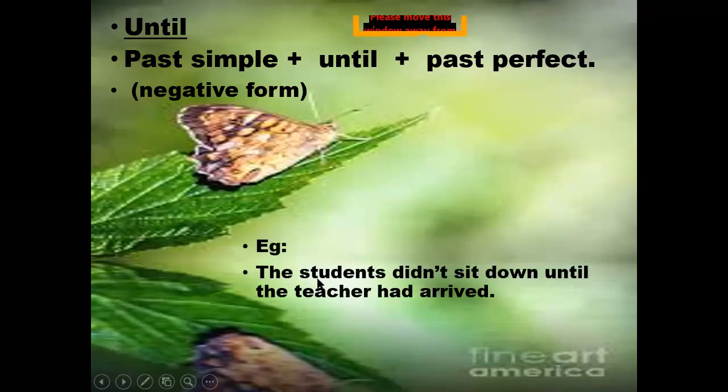Like this example, the same example. The students didn't sit down. We changed the students sat down into negative. The students didn't sit down until the teacher had arrived. It means that the second action hadn't been done until after this first action. So the second action hadn't been done. It was done after the first action. This is until.